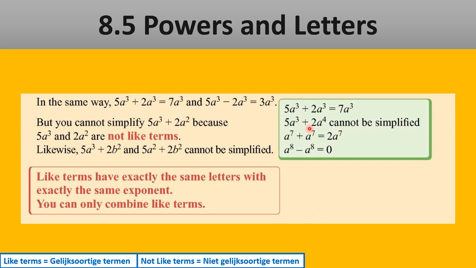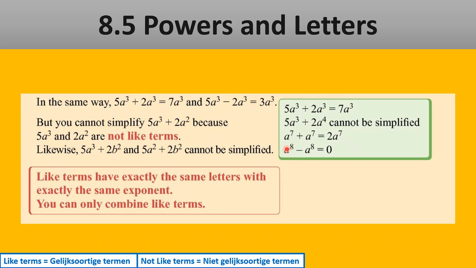5a to the third power plus 2a to the fourth power is not possible to simplify because a to the third is not the same as a to the fourth. Cannot be simplified. Remember, if there's nothing in front of my letter, that means I have one of them. So 1a to the 7th plus 1a to the 7th gives me 2a to the 7th.